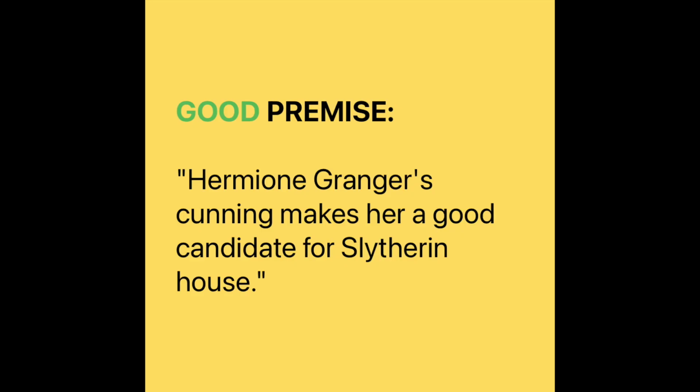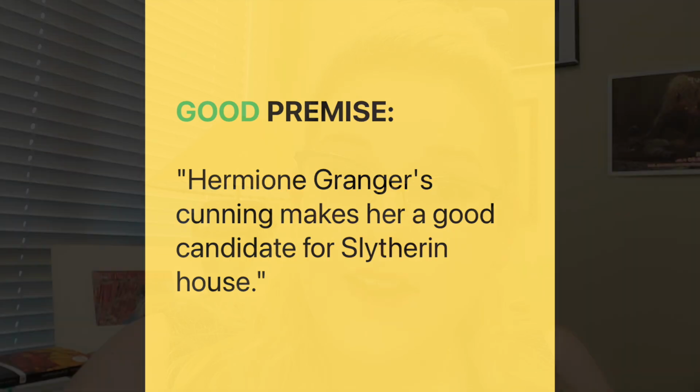A good premise would be Hermione Granger's cunning makes her a good candidate for Slytherin House. Now this premise works. One, yeah, it's kind of an opinion. You might say, what's the difference between that and she's annoying? Well, annoying is purely subjective, right? However, by saying she's cunning, you have something you can prove. You can go through the text and you can give examples of her cunning. It is arguable. You have to show that she is cunning. And you have to show that this is a quality that is a good fit for Slytherin House. So you have to go through the text and provide examples of both of these things.